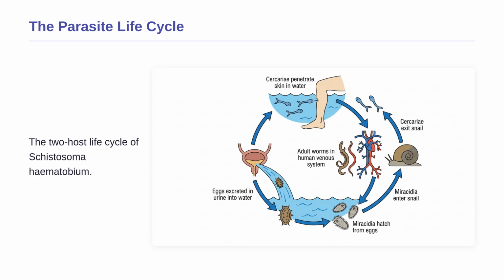Before we move on to diagnosing the disease, let us visualize this entire process. Here you see the complete life cycle of the parasite. Starting at the bottom, infected humans excrete spiky eggs into fresh water through their urine. These eggs hatch into ciliated larvae called miracidia, which swim and infect the intermediate host, the bullinus snail, shown on the right. Inside the snail, they multiply and transform into fork-tailed cercariae. These cercariae leave the snail, swim through the water, and penetrate the skin of a new human host, shown at the top, completing the deadly cycle.